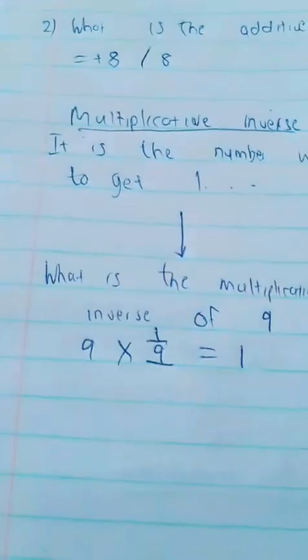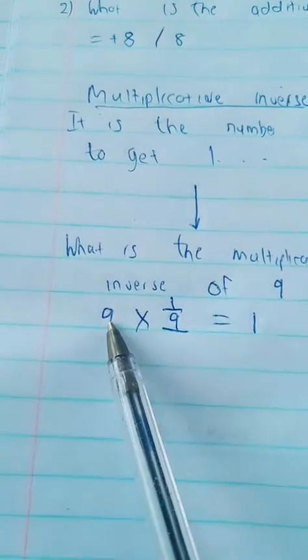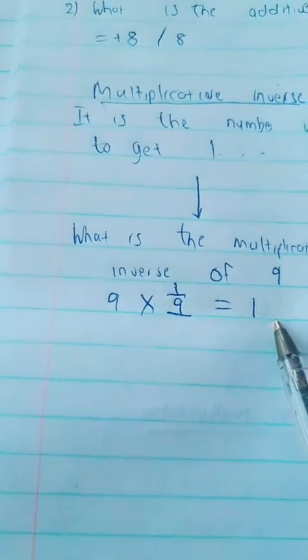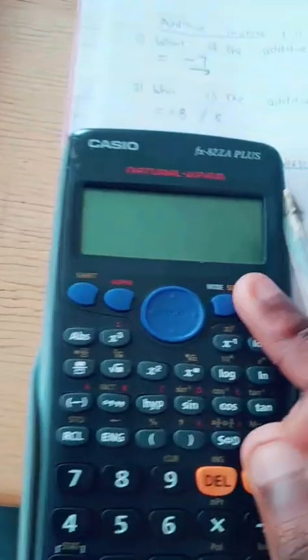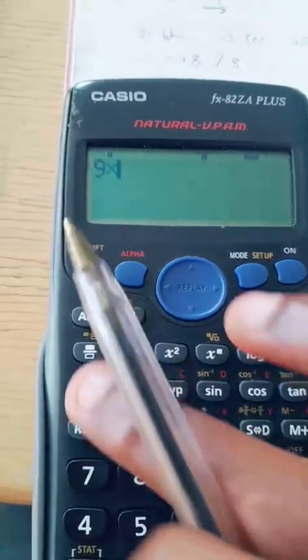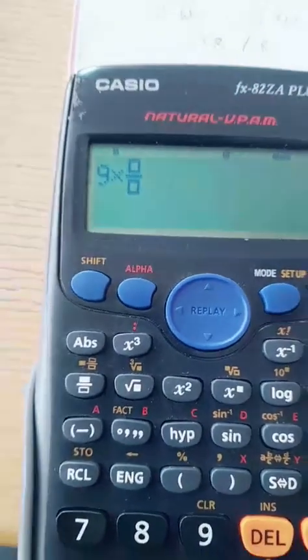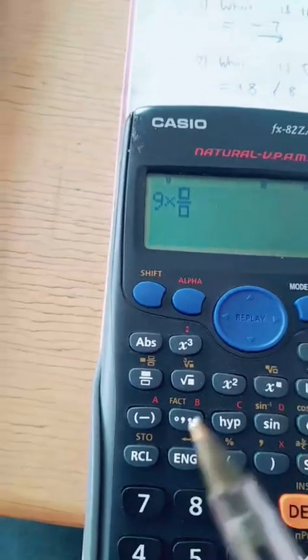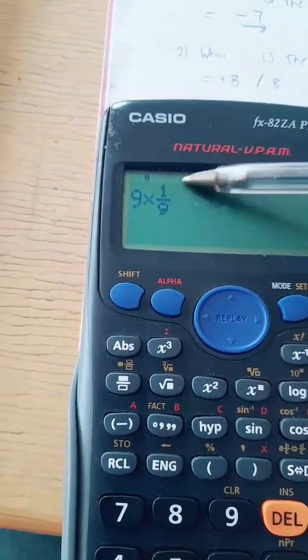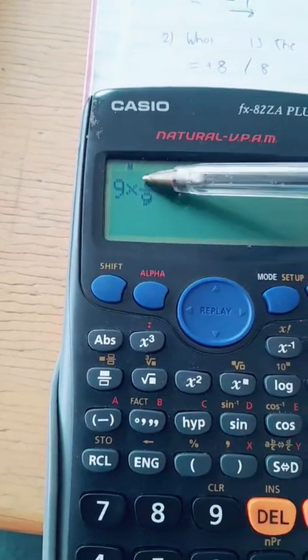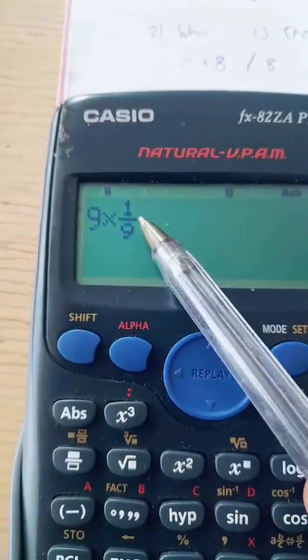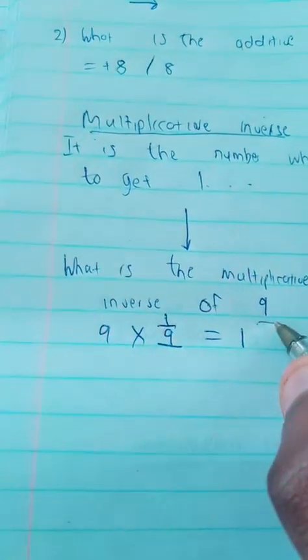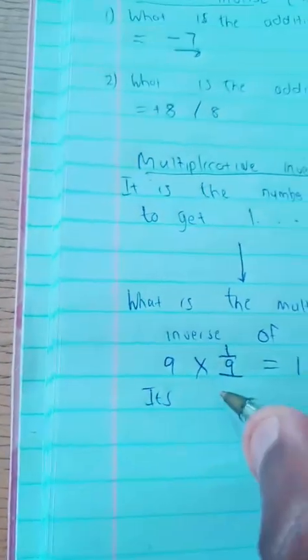What would we have to multiply 9 with to get 1? We multiply 9 with 1 over 9 to get 1. I'm just going to show you here. Go to your calculator. What do you have to multiply the 9 with to get 1? 1 over 9. So it's always 1 over the number that has been given to you. So 9 times 1 over 9, what do we get? There it is, guys, we get 1. So what is the multiplicative inverse of 9? It's 1 over 9.